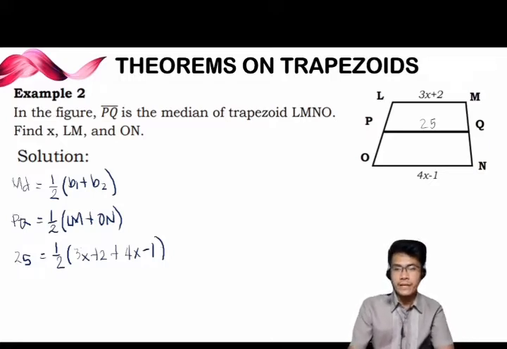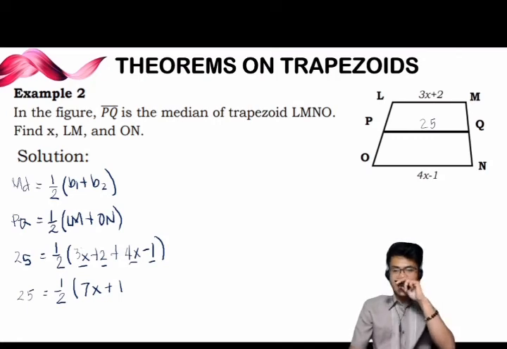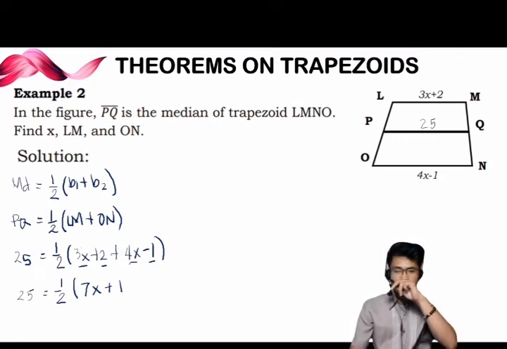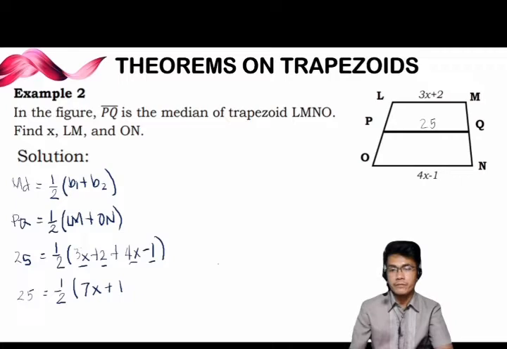Now, let's simplify first the equation by combining the terms inside the parentheses. 3x plus 4x, that will be 7x. And then 2 plus negative 1, or 2 minus 1, that's positive 1. Since unlike signs, we need to subtract. 2 minus 1 is 1, and then we copy the sign of the integer with greater absolute value. Since positive 2 has the greater absolute value, the sign would be positive. That's why positive 1. Alright?